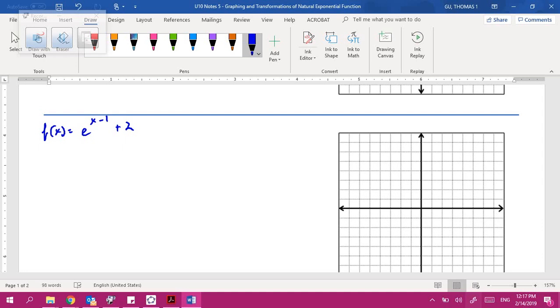Anytime you have a function with transformations, the very first thing you want to do is list the transformations. So what are my two transformations here? Right 1 and up 2. Very good.